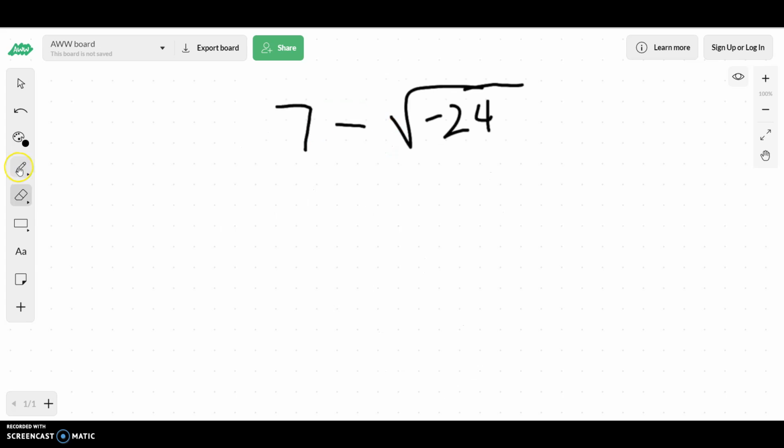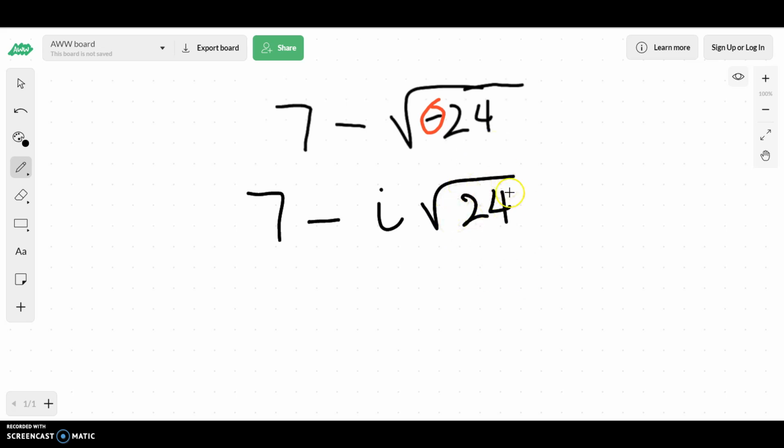Let's try number 3. For number 3, I want to simplify this as much as possible. So the first thing I realized is there's a negative inside the square root. So we should remember before that you should take that out and say that's an i. Now if you remember, you probably did this a lot more in Algebra 1 and some in geometry. This square root is not in its simplest form.